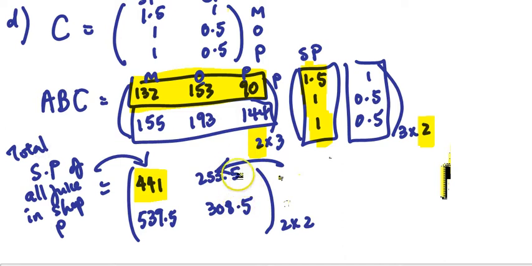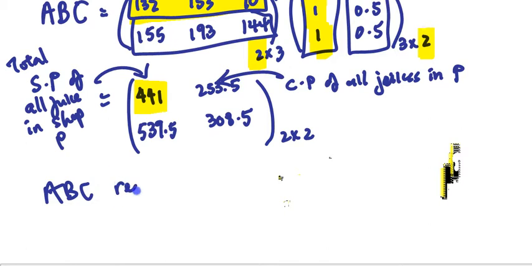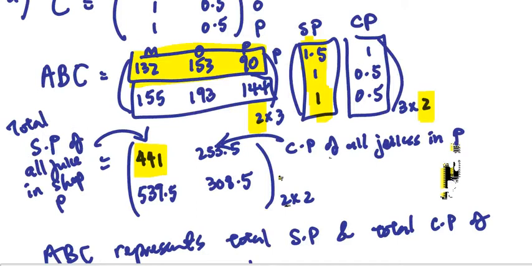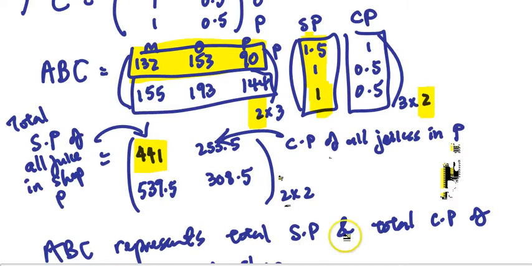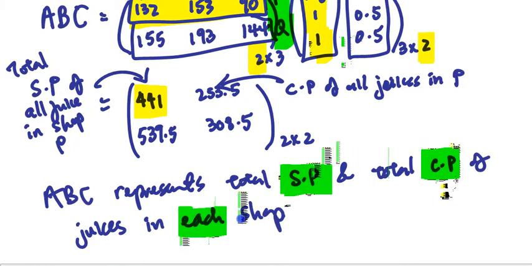Now, you're taking the first row, which is all the different types of juices, the amount, times the cost price. So this really tells you the cost price of all the juices in shop P. So if we summarize all the information, ABC really represents the total selling price and total cost price of the juices in each shop. If you're really clueless, go back to what we said again. Remember to get the hint, you can always look at what the rows in the first matrix represent, shop P and Q, and what the columns represent, the selling price and the cost price. So really this gives you the total selling price and cost price of each shop.